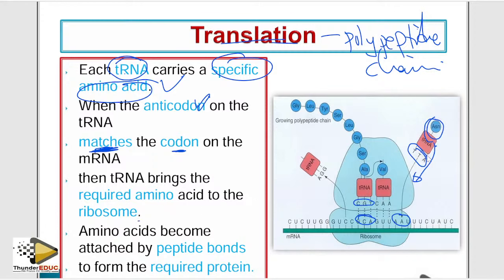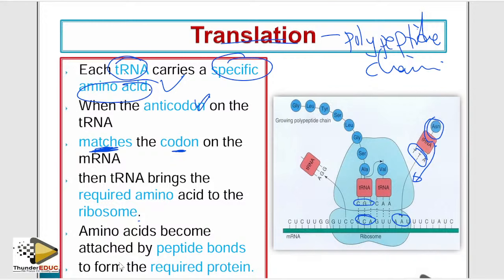This transfer RNA will only carry a specific amino acid. It's not all the amino acids. In the same way, the key which opens your door will not open the neighbor's door. It is one key, one lock. That's the same principle it is using. One key, one lock. So if it is one key, one lock, then automatically it is going to take only one amino acid to the ribosome.